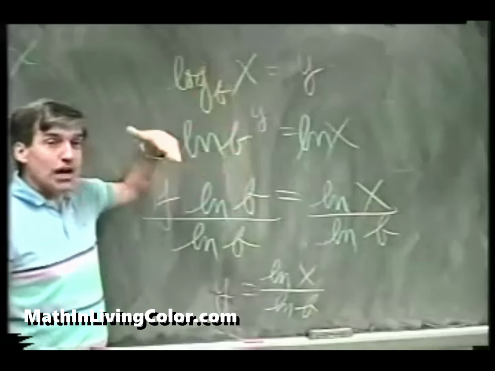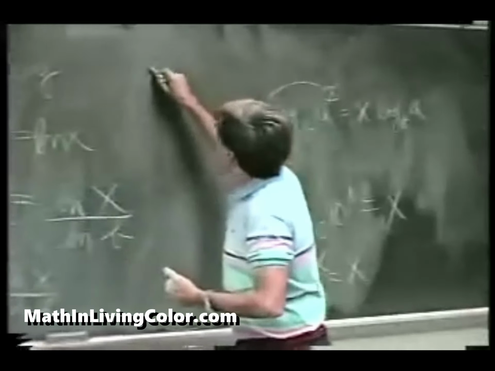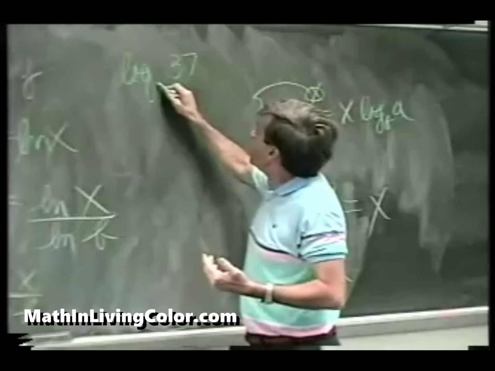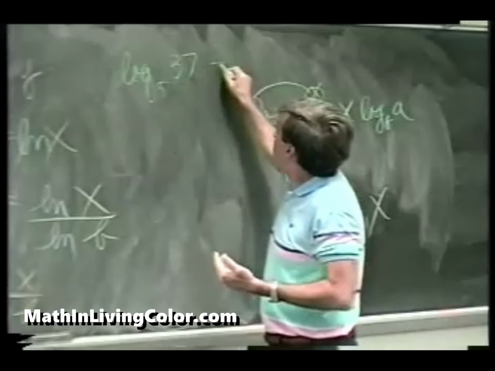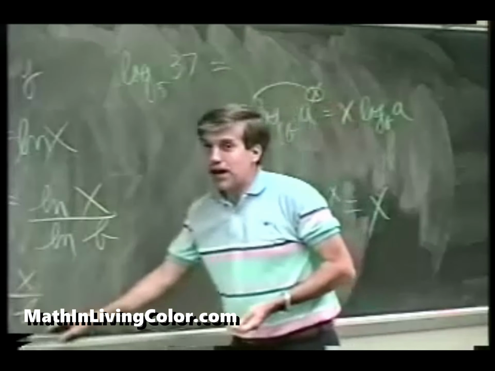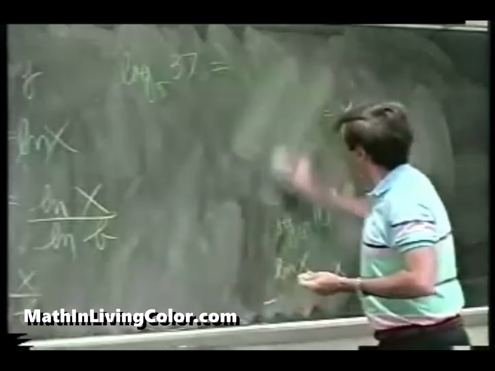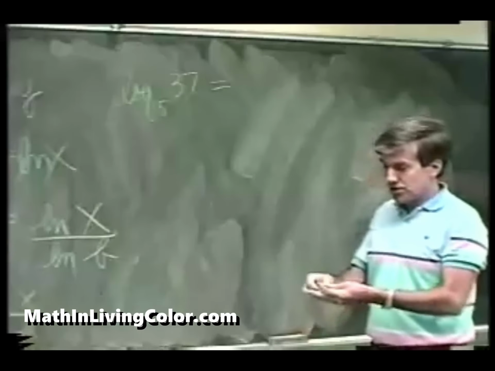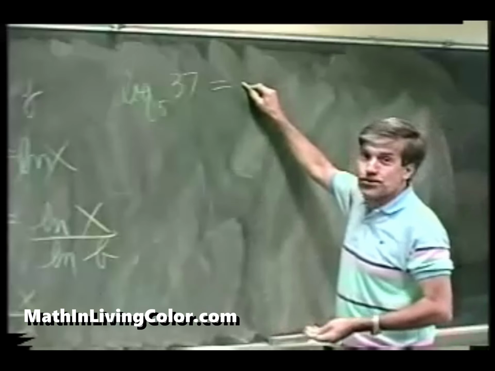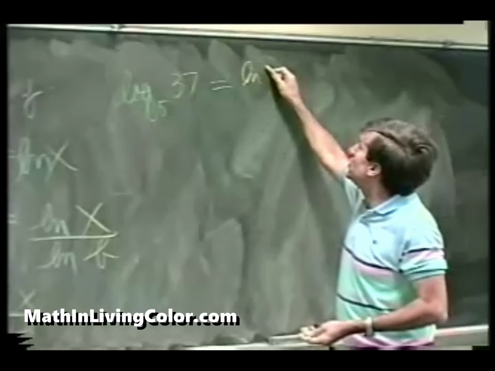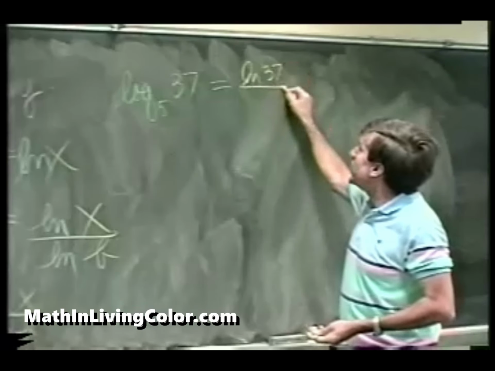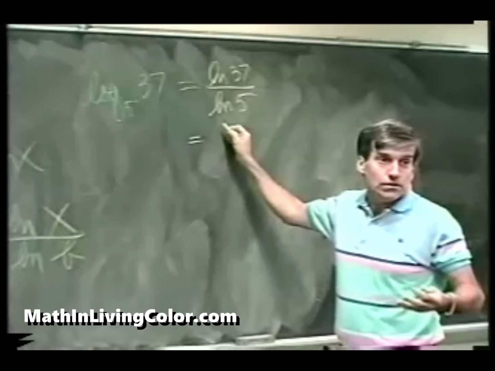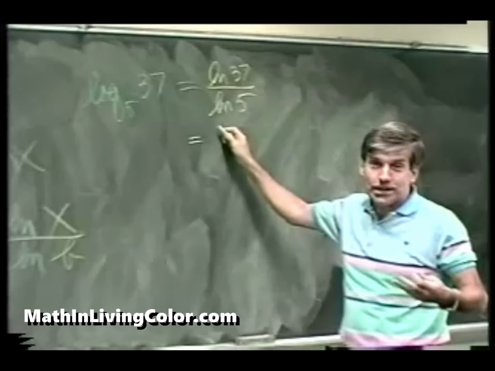If you want to take the log, let me do a problem now. Let's say I want to find log base 5 of 37. What would you do in order to calculate that with your calculator? Start with the ln of 37 divided by the ln of 5. And what does that give you? Anybody want to calculate it for me?